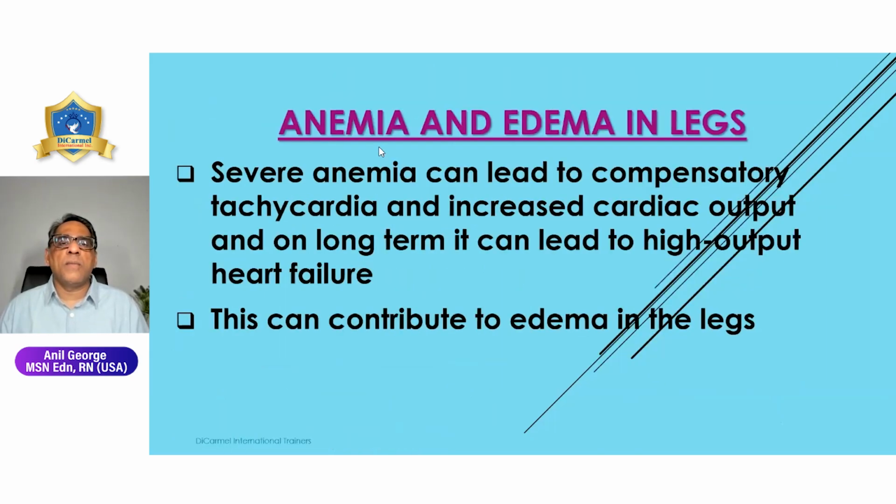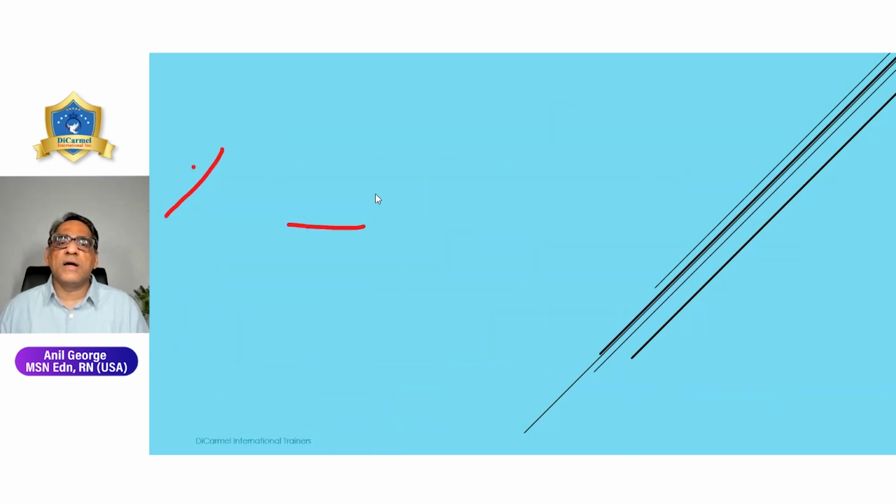Now, how can anemia lead to edema in legs? And here is the reason. Severe anemia can lead to compensatory tachycardia. Now, we already heard that before, right? When there is lack of oxygen transport because of the reduced hemoglobin, the body is unable to transport oxygen throughout the body. Now, what is the compensation? The heart has to beat faster, right? That's what results in tachycardia.